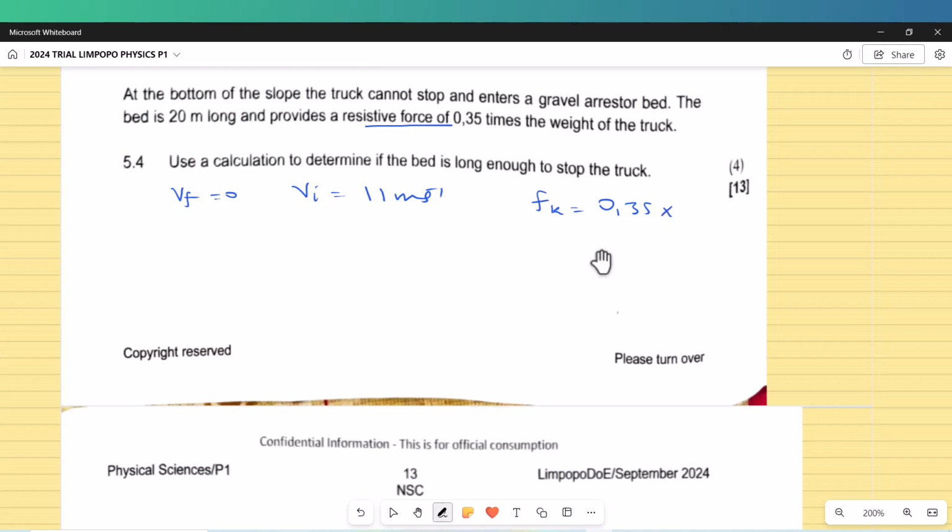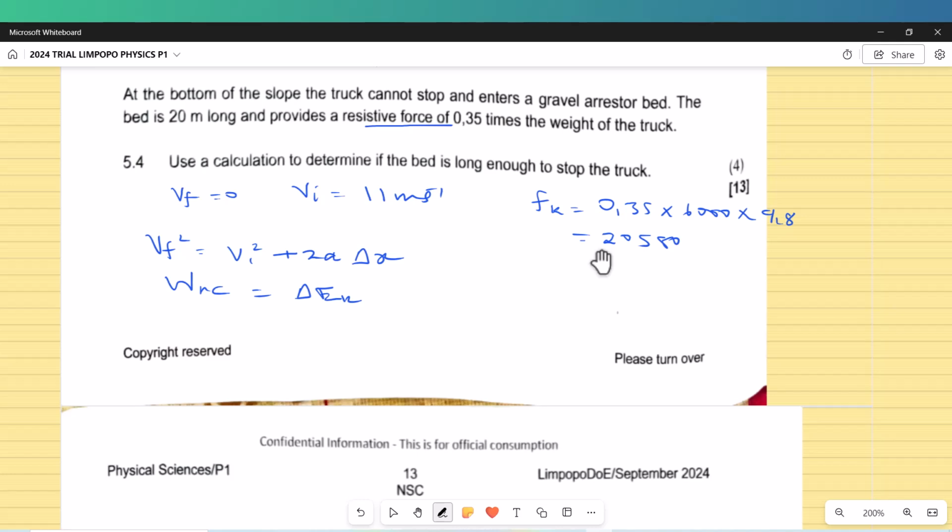Now the mass of the truck was 6,000, so we say times 6,000, times 9.8. What do we get as our frictional force? 0.35 times 6,000 times 9.8 gives me 20580. I'm supposed to use V final squared equals V initial squared plus 2a change in x, but I don't have acceleration, so I can use W net equals change in EK.